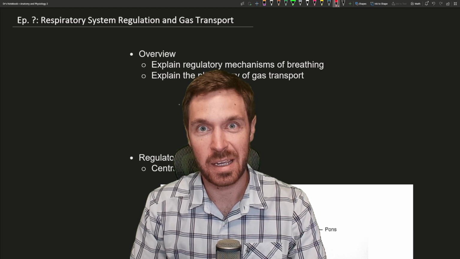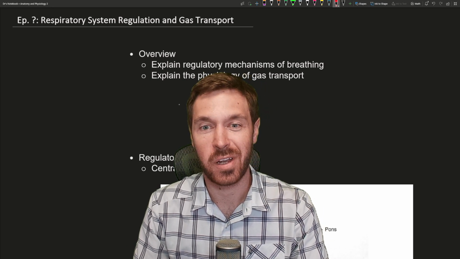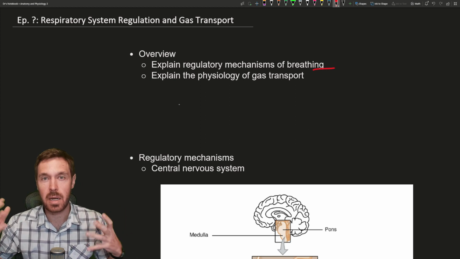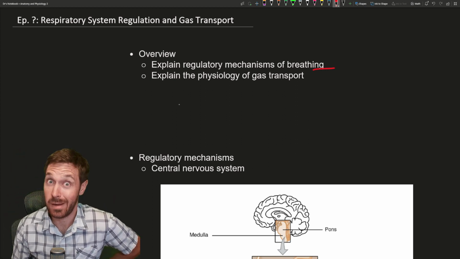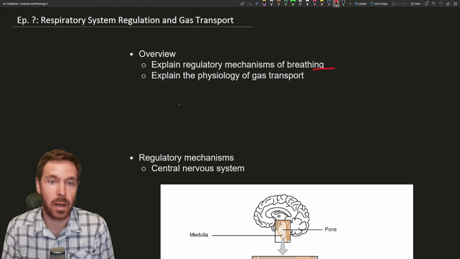So now we're going to be getting into the last video here on the respiratory system, where we're going to look at the regulatory mechanisms of breathing. So how does your brain and brainstem work to make it so you keep breathing without having to think about it? Or sometimes you do think about breathing as well.